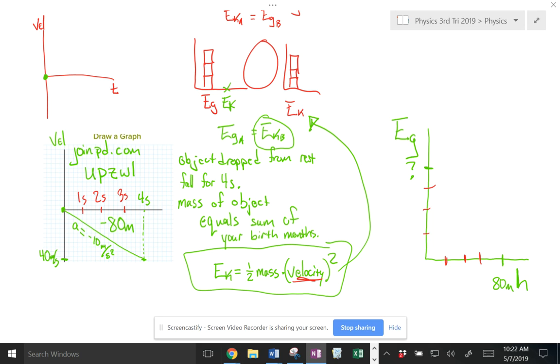Alright, you've got the amount of EK that it has for falling 1 second, 2 seconds, 3 seconds, 4 seconds. And then what I need you to do is create a graph of EG versus drop height. And from that graph of EG versus drop height, I'm looking for an equation for gravitational interaction energy.